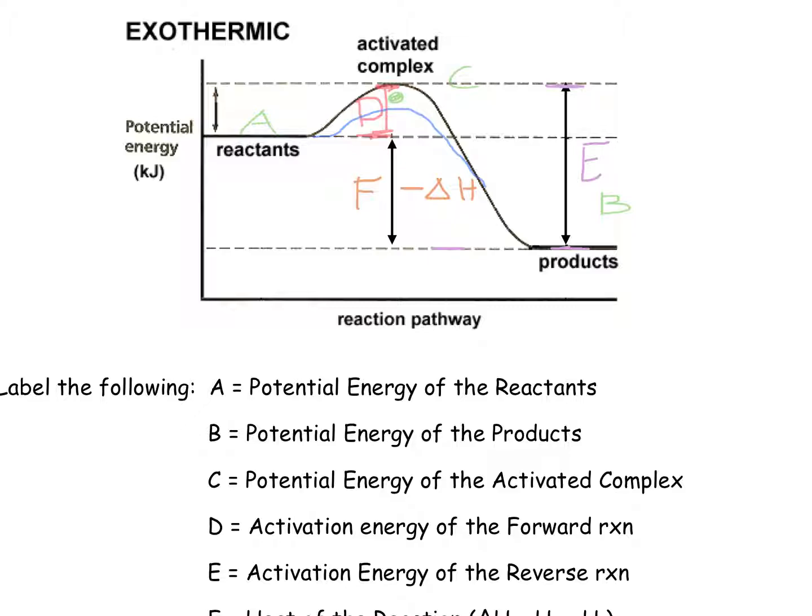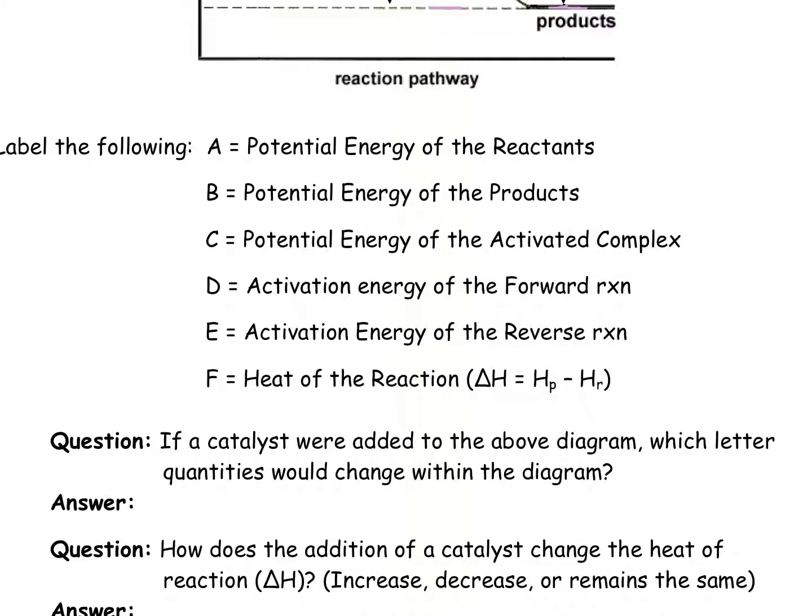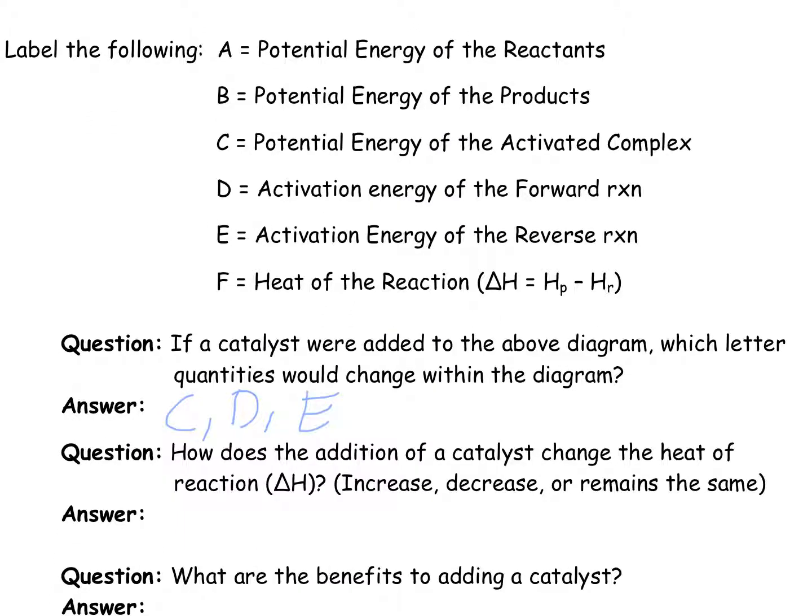So what letters would that change? Well, that doesn't change A, it doesn't change B, and it doesn't change F. What it does change is the location of the activated complex C, the activation energy of the forward, and the activation energy of the reverse reactions. So C, D, and E. So would it change the delta H of the reaction? No. It remains the same.